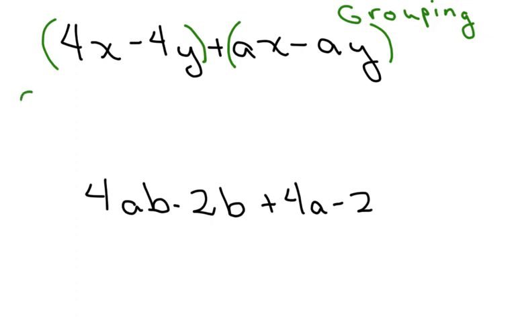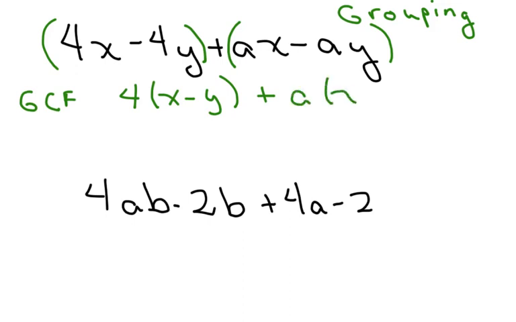I'm going to use greatest common factor here and pull out the 4. In this case, I'm going to factor out the a, and we're left with x minus y. Again, two quantities are the same, so we can combine those.